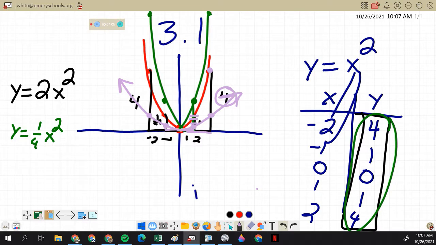What if I make these negative? What's going to happen? Well, we change the sign of all of those. And what does that do to the parabola? Just flips it upside down.